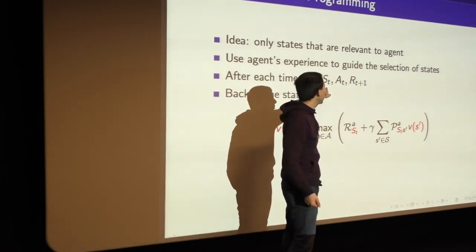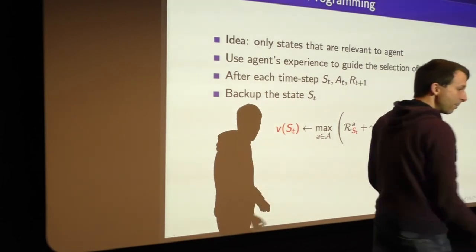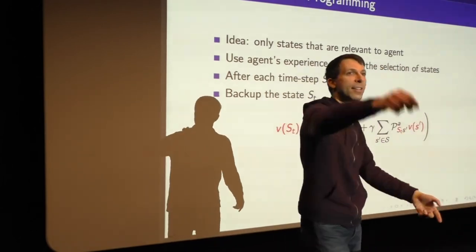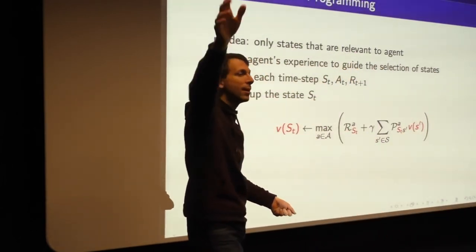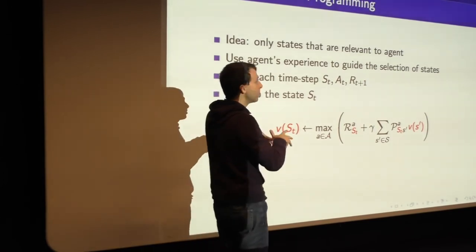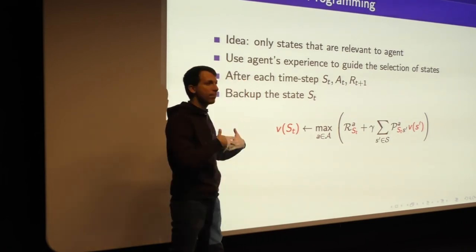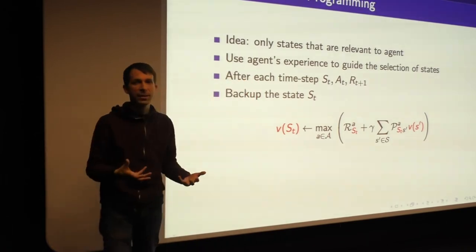If I've got some robot and it's really wandering around this bit of carpet, I care much more about those states than what's going on in the far corner of the room, because that's what the agent is actually encountering under its current policy. So you basically use real experience as a guide to seed the dynamic programming, and help it find interesting states to update.